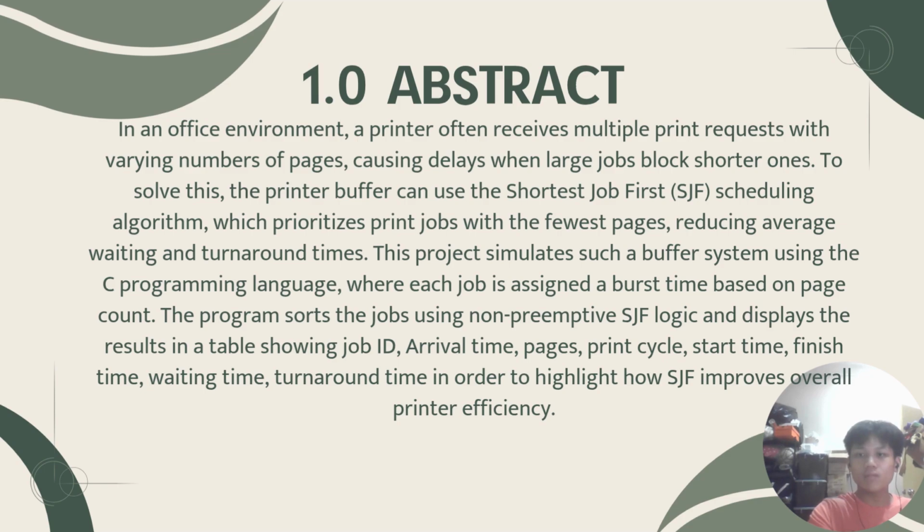In a typical office, printers receive many print jobs with different page counts, often causing delays when large jobs block smaller ones. To solve this, we use the shortest job first scheduling algorithm, which prioritizes jobs with fewer pages to reduce waiting and turnaround time. We simulated this using the C programming language, where each job gets a burst time based on page count and is scheduled using the non-preemptive shortest job first algorithm. The output includes job ID, arrival time, pages, start and finish time, waiting time, and turnaround time, showing how shortest job first improves printer efficiency.